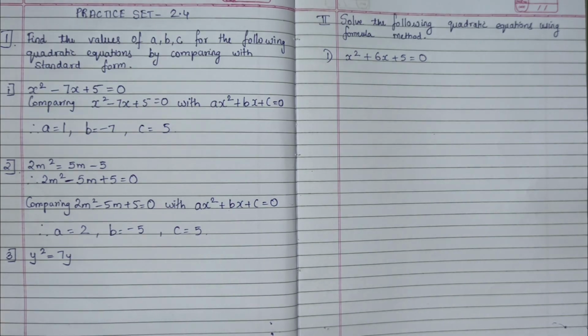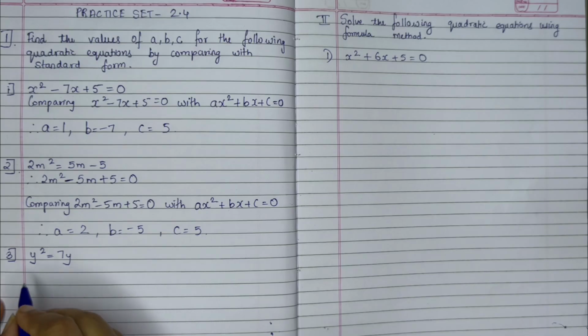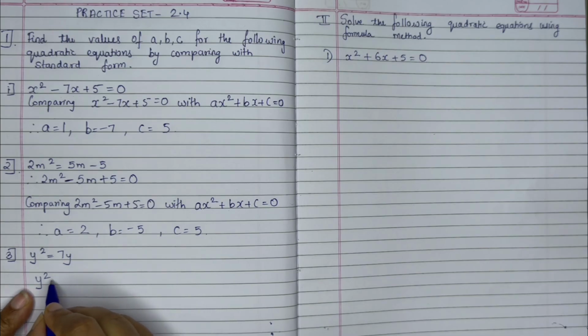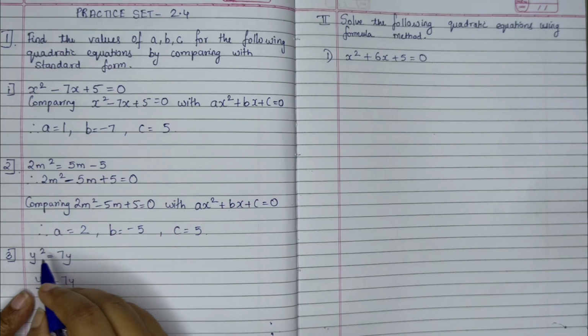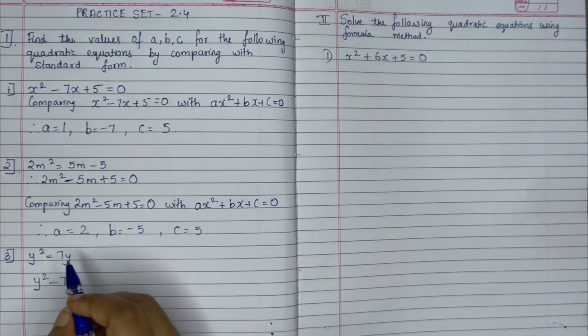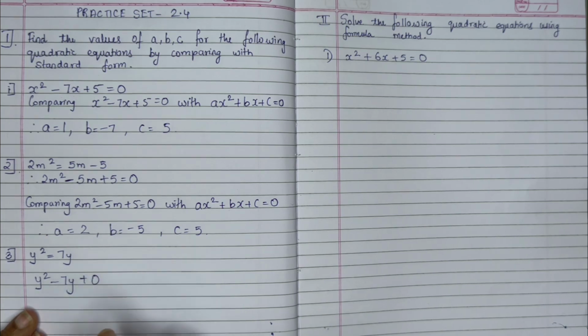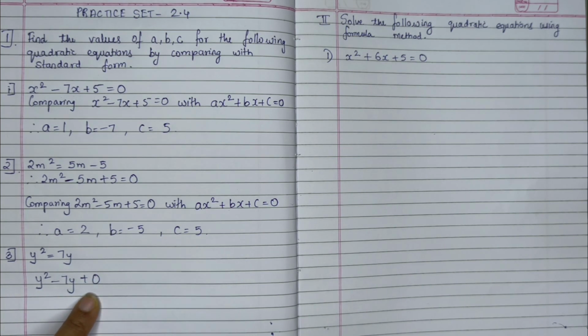Now see the third one. Third one is given y square is equal to 7y. Y square keep it as it is. Now 7y, when you bring it on the left hand side, will become minus 7y. Now see here, the third term is not given, that is the constant is not given. So what we will do is we will put plus 0. Understood? Since c is not given, we will put 0 over there. Now we will compare this and then you can write is equal to 0.